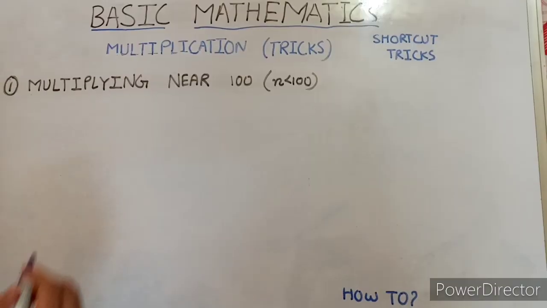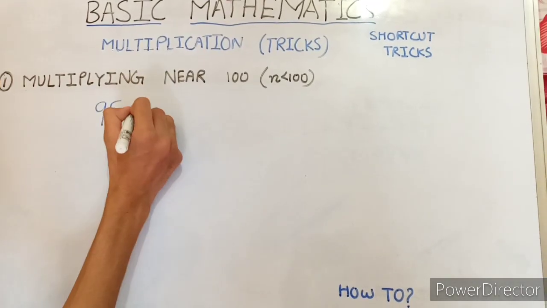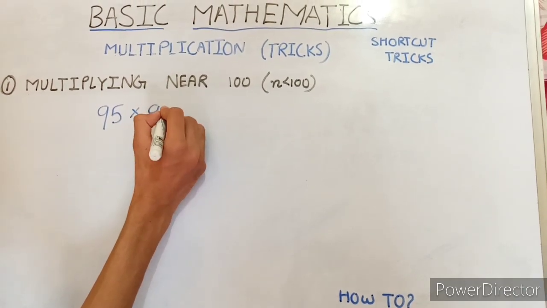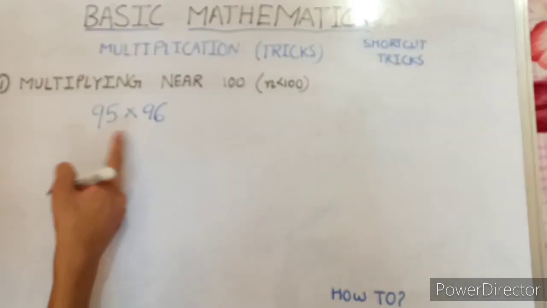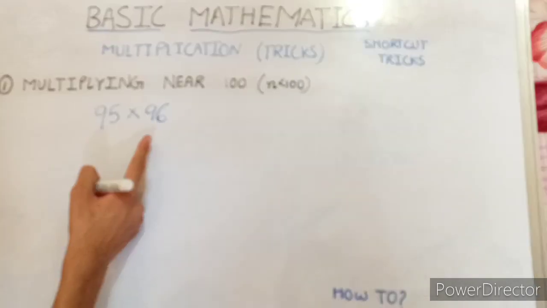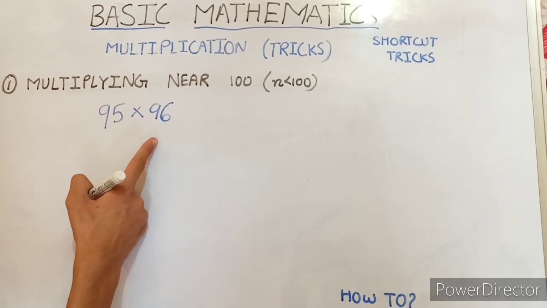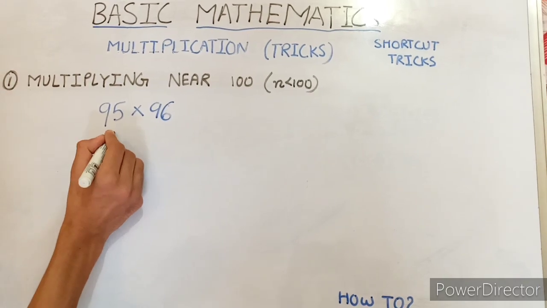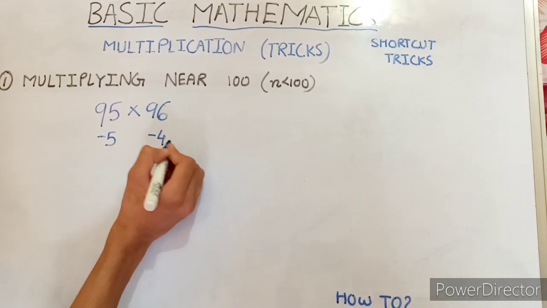Let us say 95 into, let's say, 96. Okay, 95 into 96. Now we have to see how much 95 is less than 100 and how much 96 is less than 100. So 95 is 5 less than 100, and 96 is 4 less than 100.